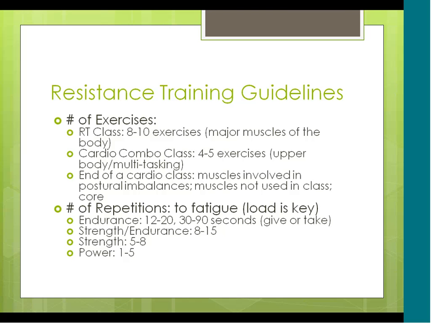Strength and endurance combination is about 8 to 15 repetitions. Just strength, you're looking at about 5 to 8 repetitions. So by 8 repetitions, you cannot lift anymore. Your technique starts to go, you start to cheat, that means you need to stop. And power would be about 1 to 5 repetitions.